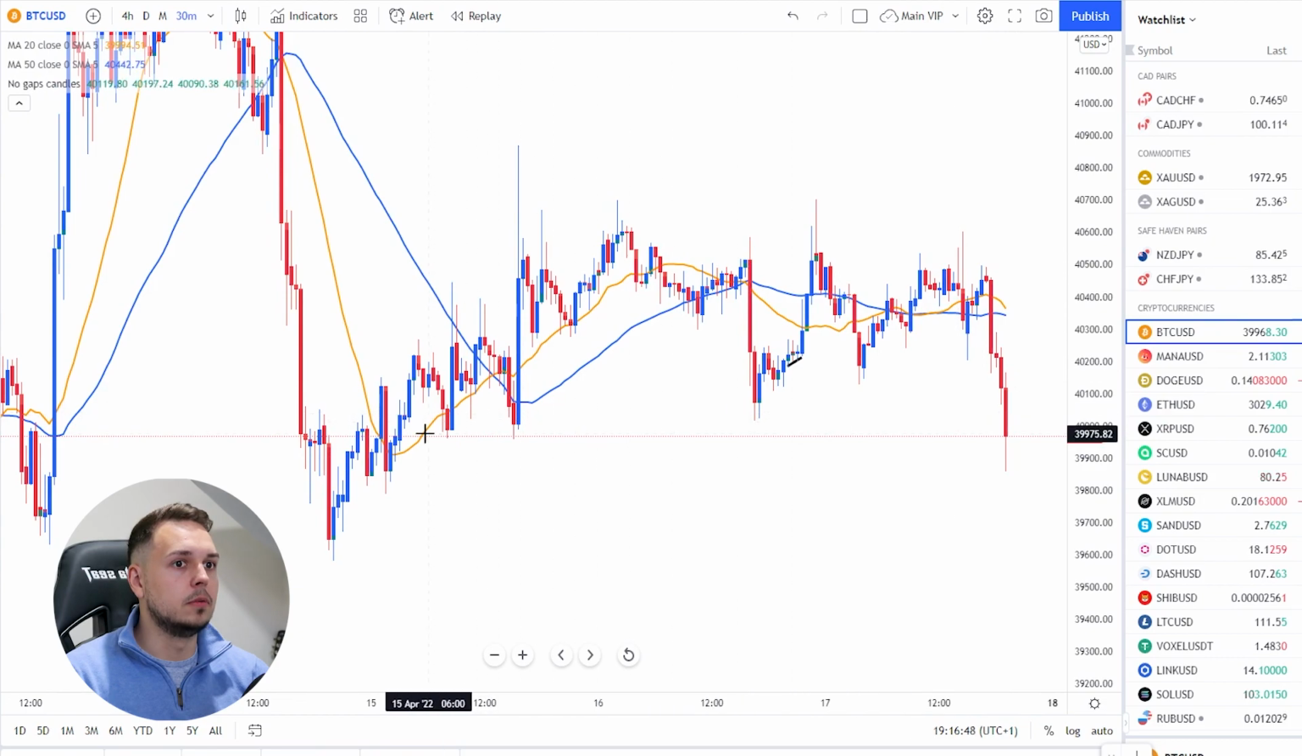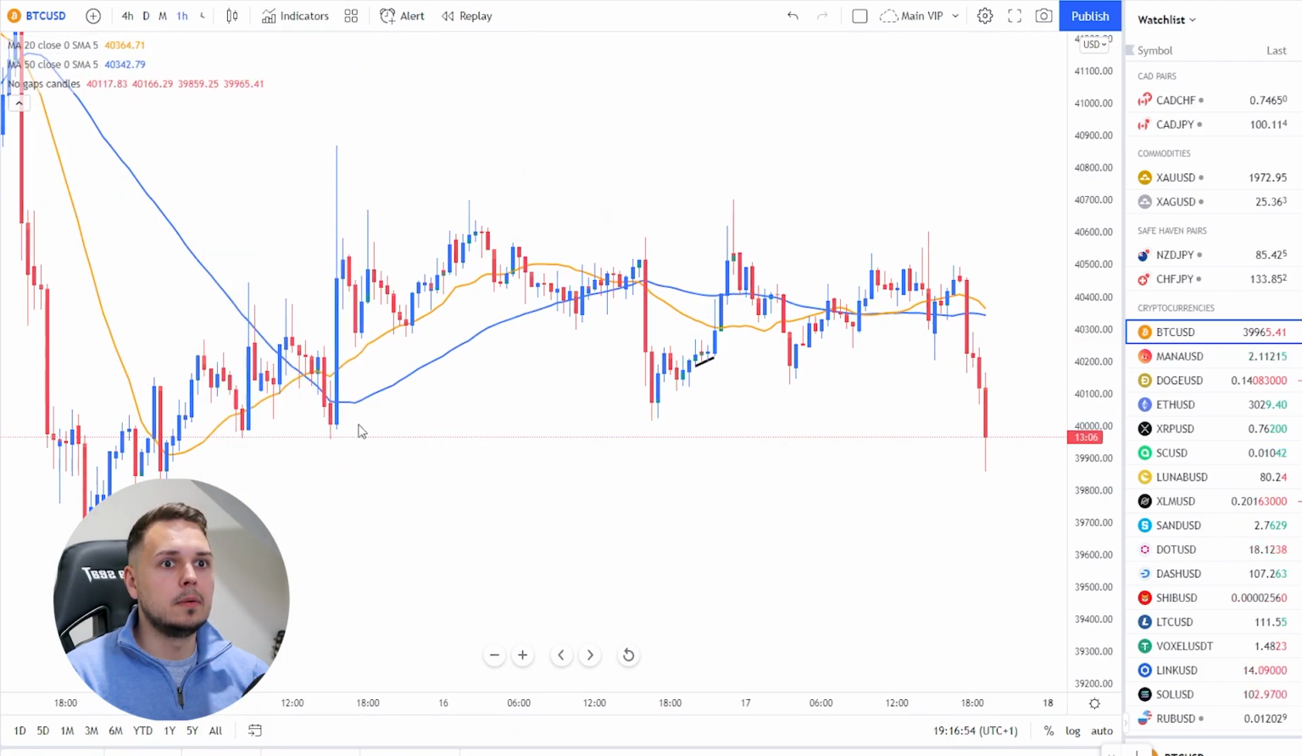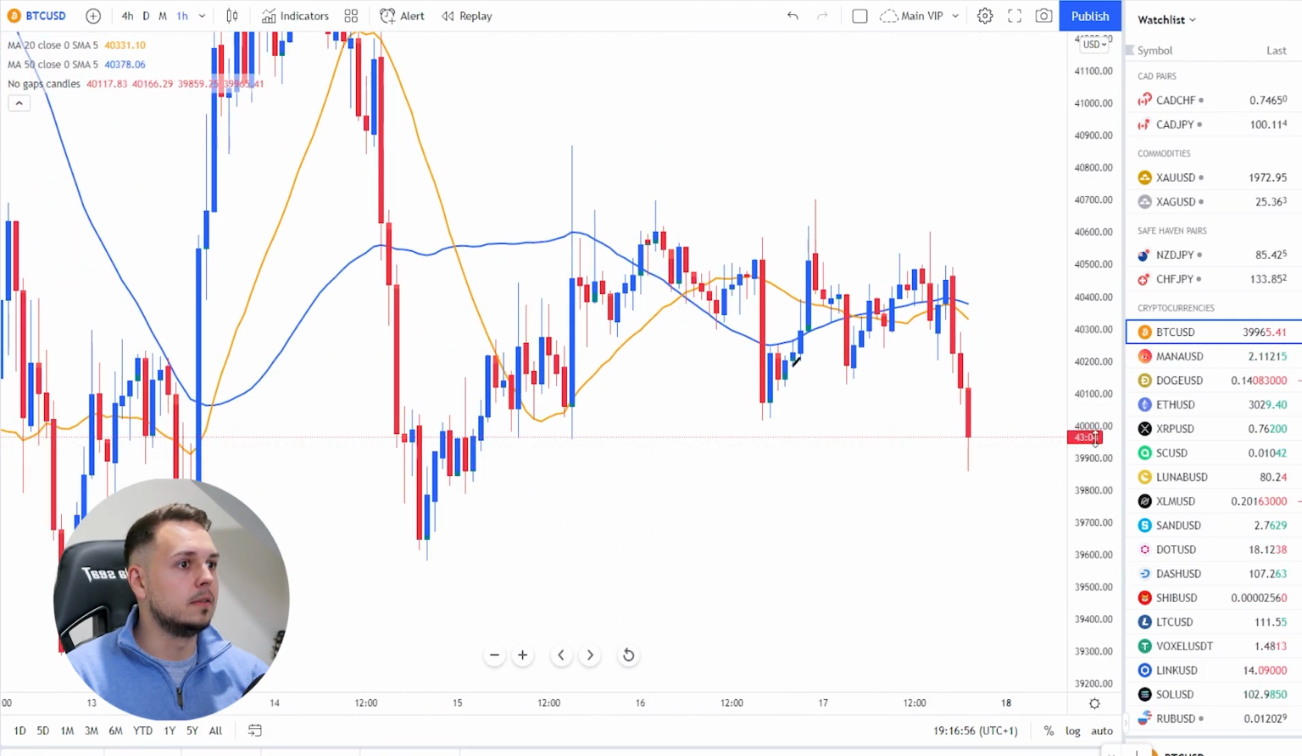see, it's attempting to break past all of these area zones. So it does look pretty bearish. Let's have a look at the hourly. As you can see, 43 minutes left until this candlestick over here closes.